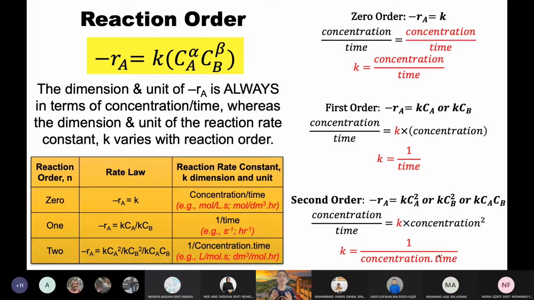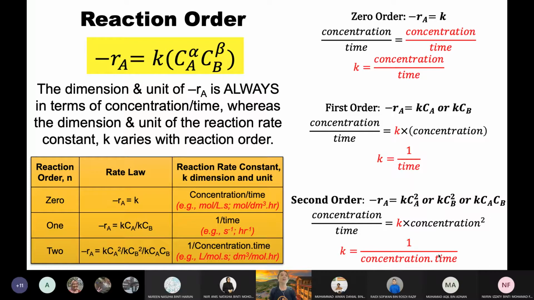Okay, so perhaps you might wonder, why do we need to know this? There is always a reason why. Why do we want to know that the unit of K changes, what is its importance? The significance of knowing the unit and dimension of K is that you can actually deduce the reaction order by looking at its unit and dimension.